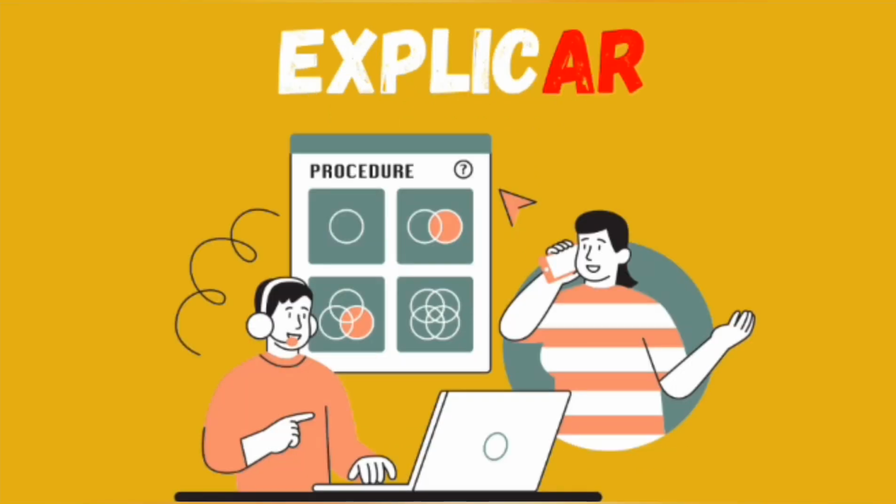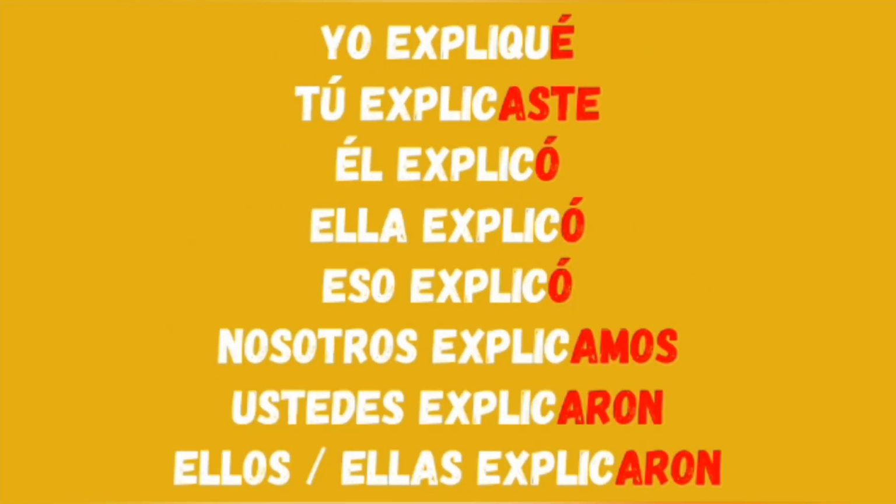We have to explain. To explain means explicar. Let's see how you have to conjugate this in the indefinite past. If you want to say I explained, you have to say in Spanish, yo expliqué. And check the ending, it's QU of the root word.